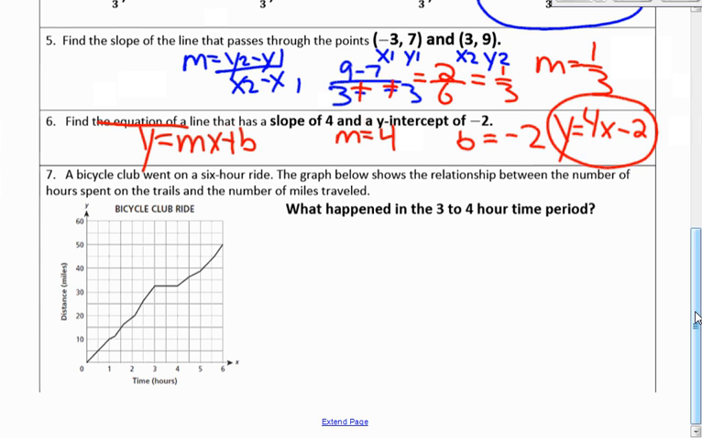For number 7, a bicycle club went on a 6-hour ride. The graph below shows the relationship between the number of hours spent on the trail and the number of miles traveled. This is from lesson 7, and they want to know specifically what happens hour 3 to 4. So here's hour 3 to 4.